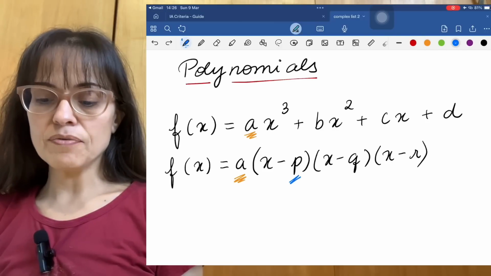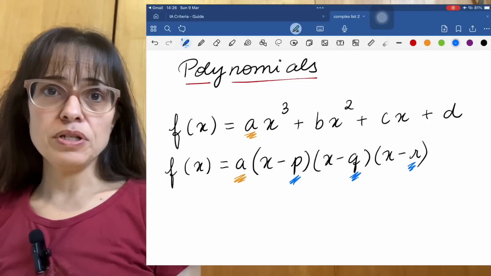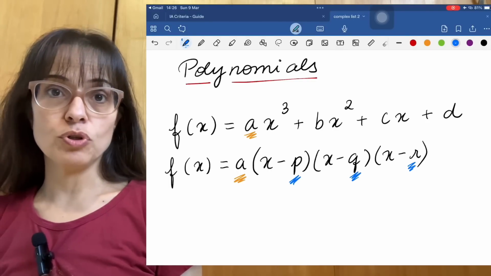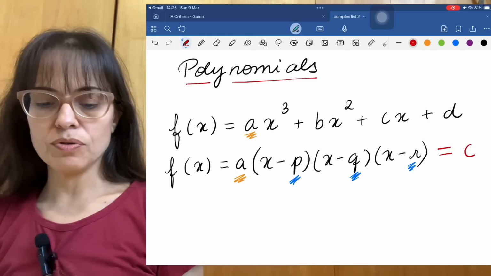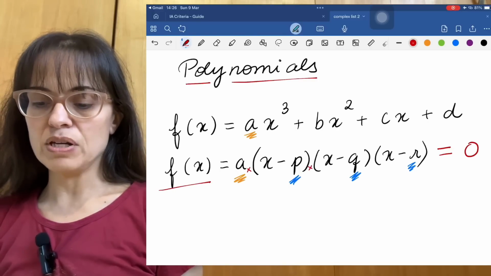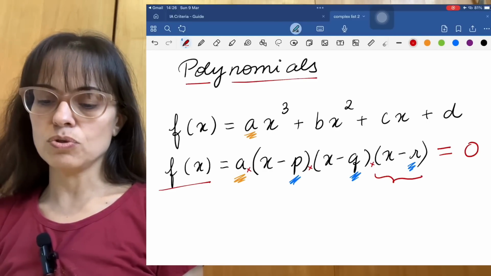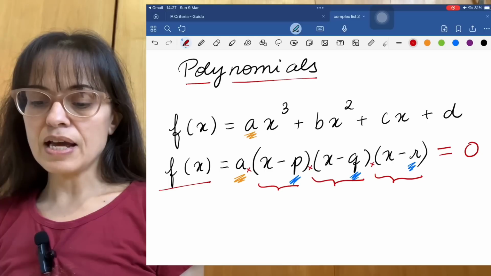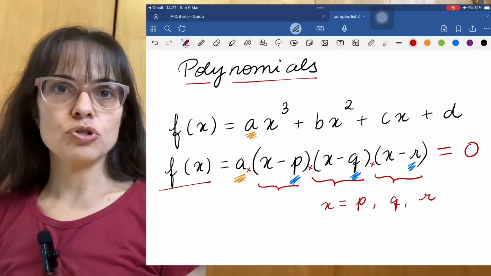Now for these here, I have chosen different letters than in the previous line: p, q, r, because they do mean different things, right? p, q, and r here are the roots of this polynomial. They are the zeros of the function, just because of the null factor law, right? When you want f of x to be equal to 0, then because this is a product of many things, in order for the product to be equal to 0, either this is equal to 0, or this is 0, or this is 0, which means that x needs to be equal to either p, q, or r in order for the function to be equal to 0.